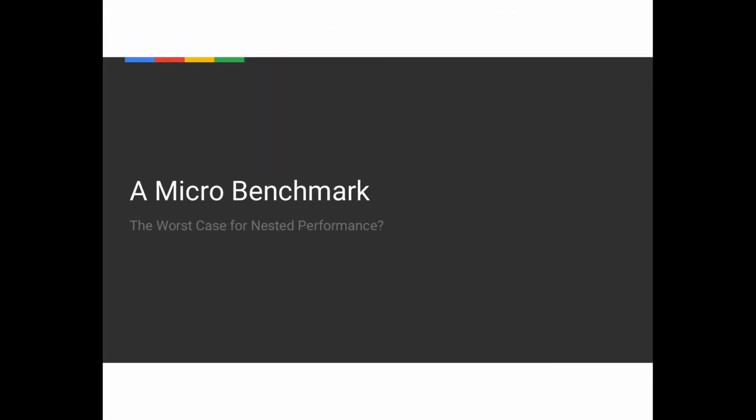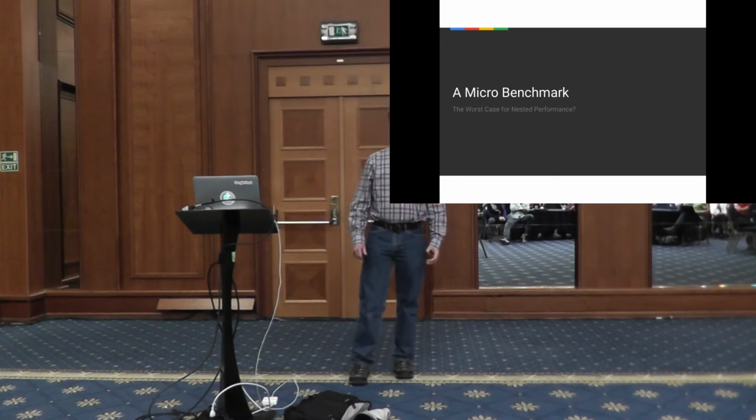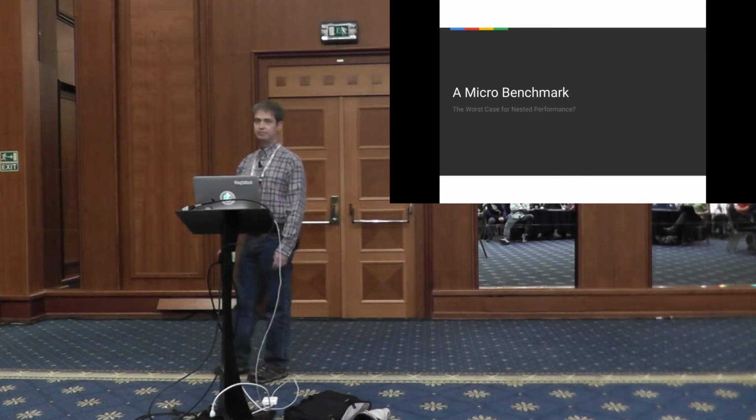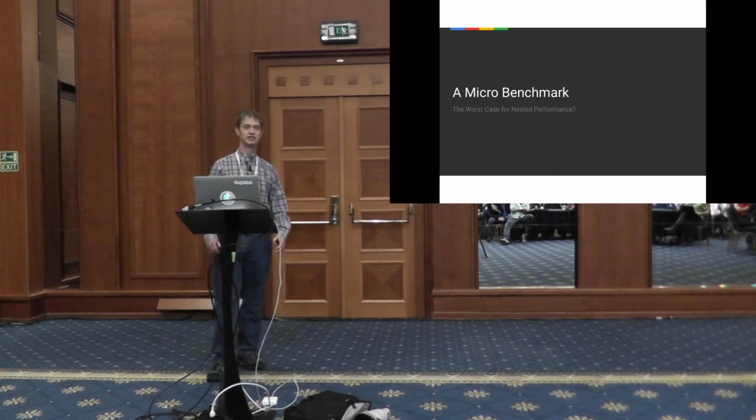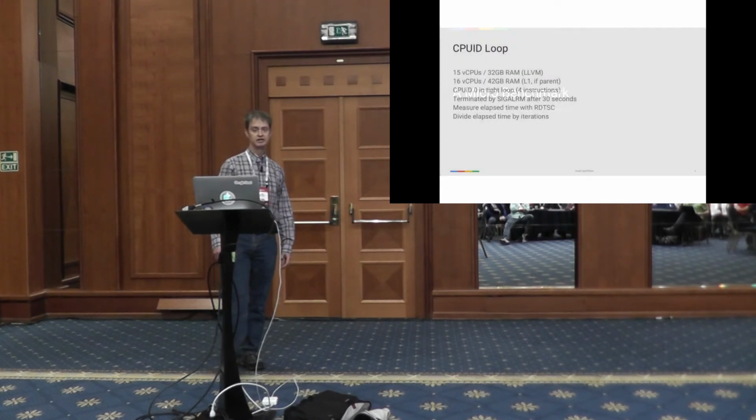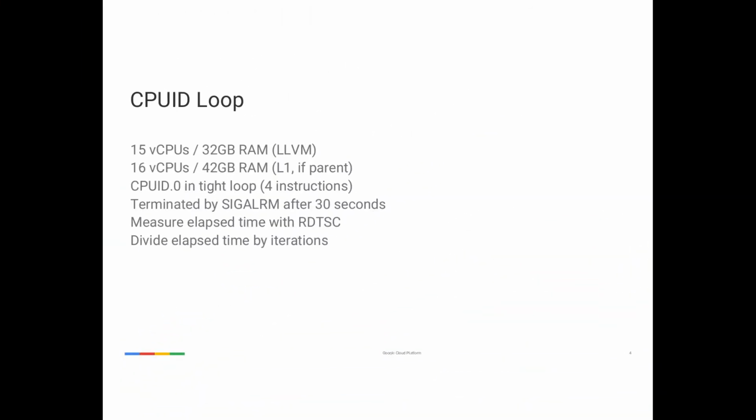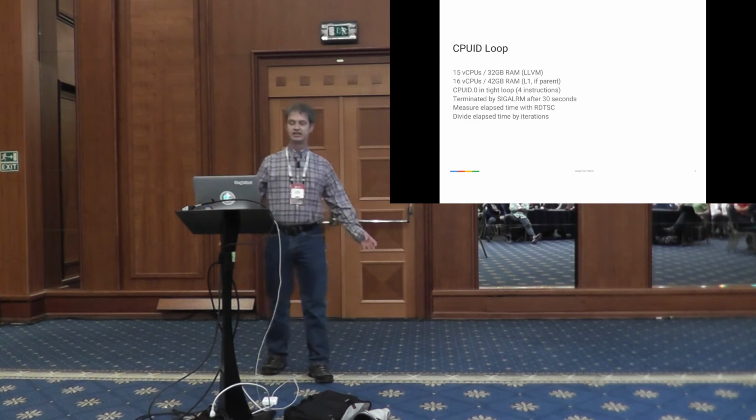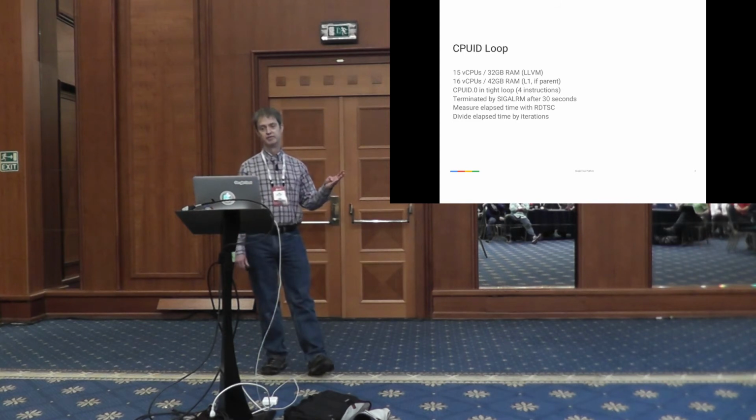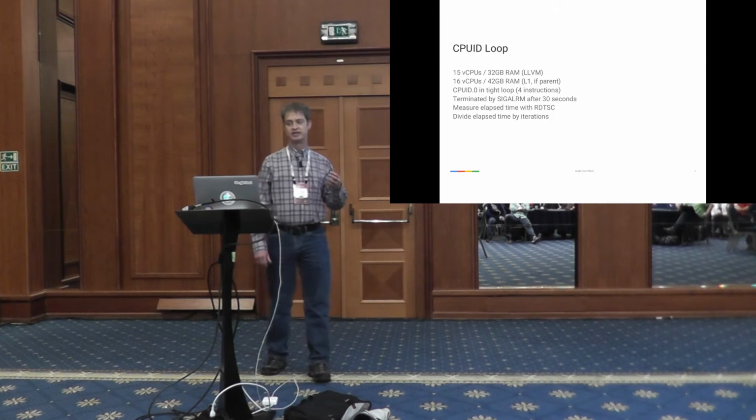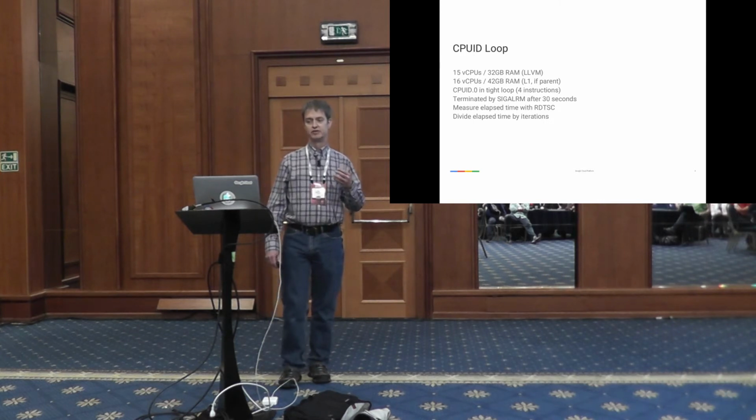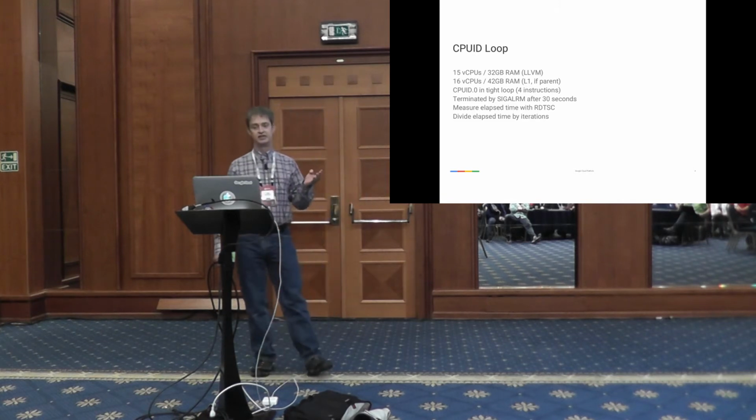So the first thing I'm going to talk about is a micro benchmark, a totally bogus, concocted benchmark that is aimed to make nested virtualization look as bad as possible. And this micro benchmark is CPUID in a loop. It's the tightest loop I can make it. It's 4 instructions long. And I run this CPUID instruction in a loop for 30 seconds, then it's terminated by a SIG alarm, and I see, well, how many iterations did I get through, and what's the cycle count per iteration?